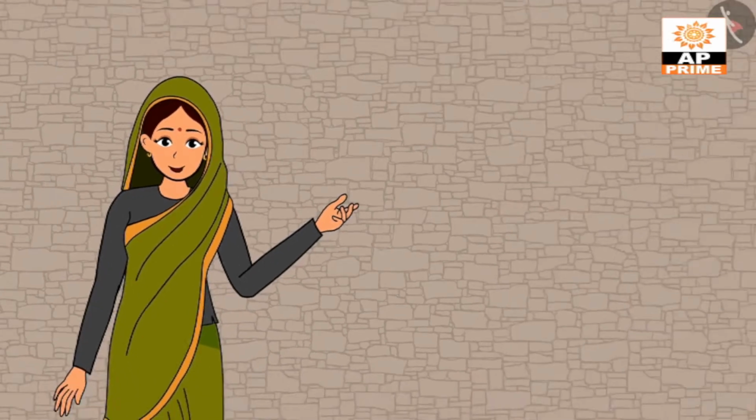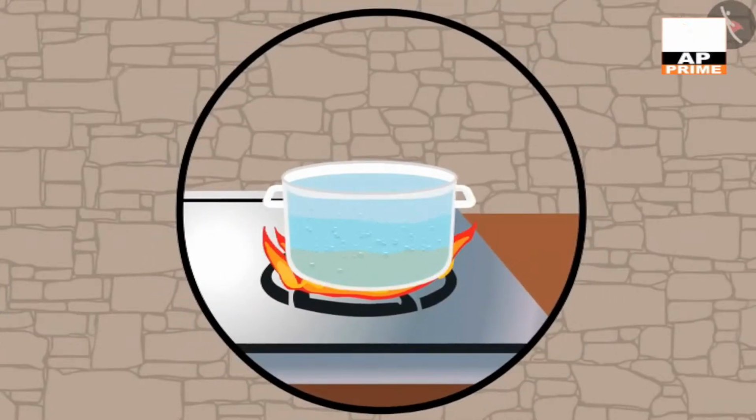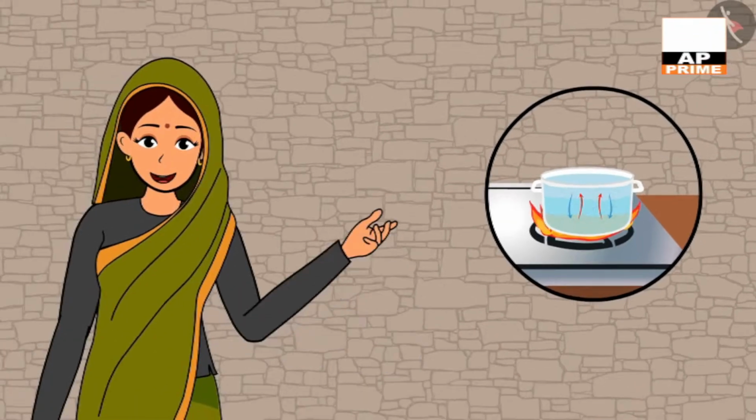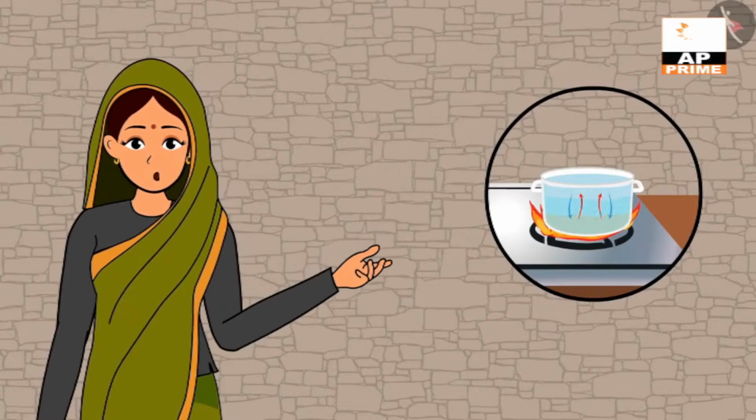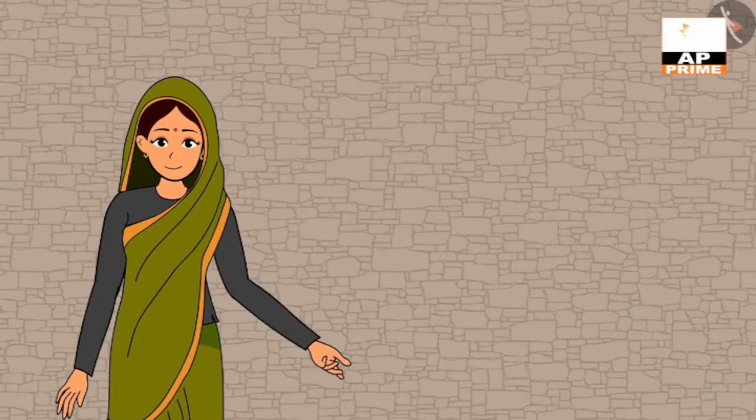Like you said, the water near the flame heats up first. Then it rises up. Then the cold water around it takes its place. Then similarly, the water heats up and rises. This continues till the whole water in the vessel heats up. This is known as convection.